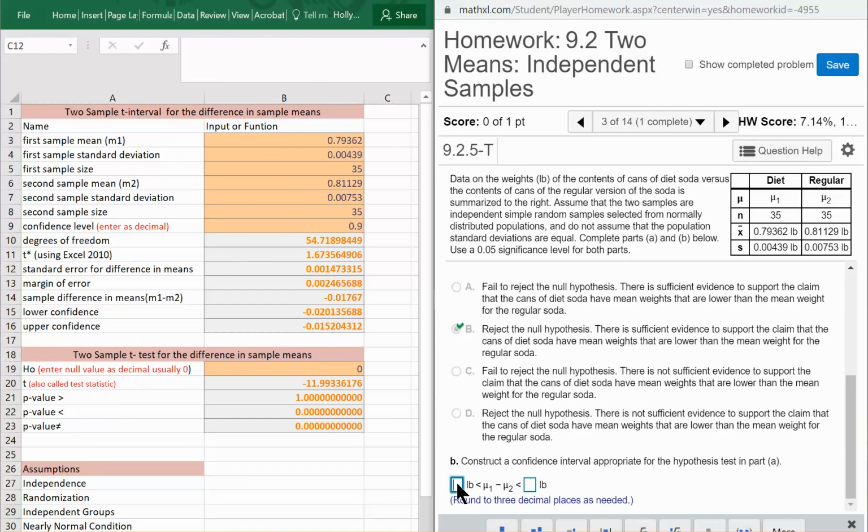negative 0.021, or negative 0.020, and our upper confidence limit is negative 0.015. So both negative numbers.